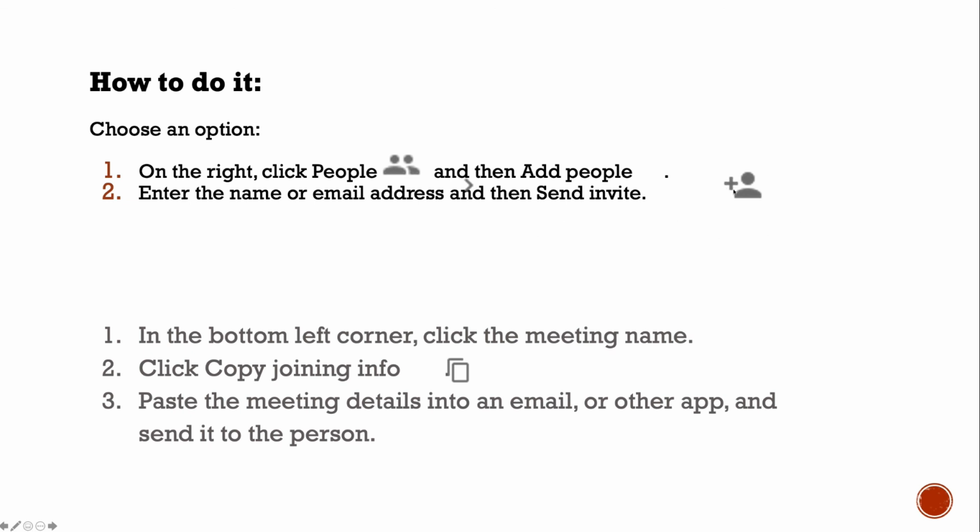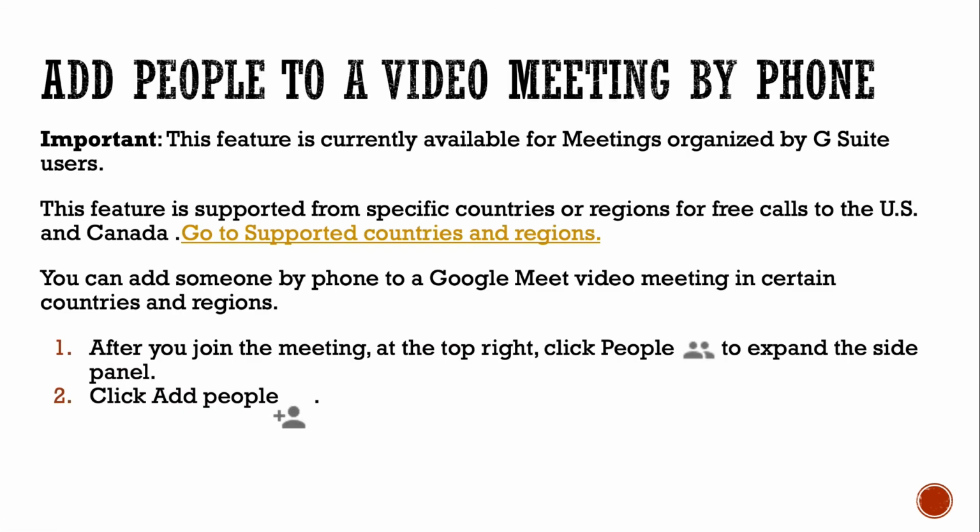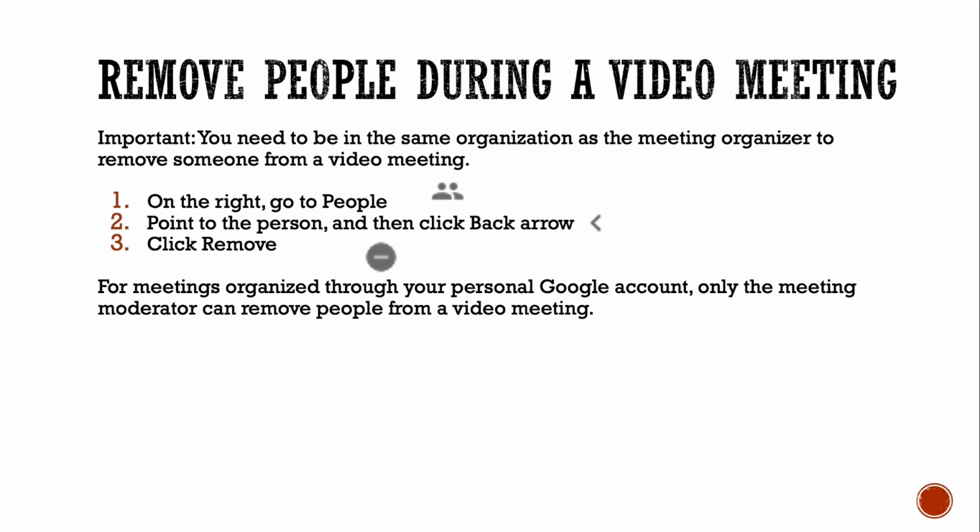This will add people and send them an email, but maybe you want to send them a text message or something. If you go in the bottom left and click on the meeting name, you can copy the info and text it to somebody so they can just click on their phone. And then there is an option to join video meetings by phone. I never do it. I have seen people do it, so I'm just letting you know it's possible. It only works in the US and Canada, where probably all of your consumers are going to be. You can also get rid of people if they're really annoying.